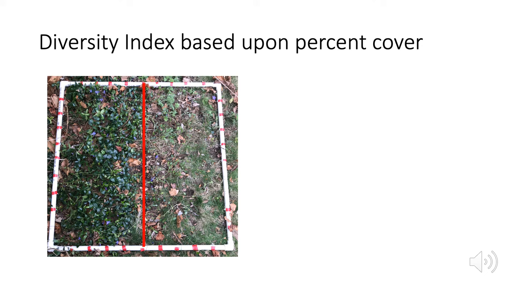Here's the quadrat divided in half. Here it is divided in quarters. Now, if a species fills one of these squares, then you can say it has 25% cover. If it fills 2, then it's 50%. If it fills half a square, then you would say it's 12.5%.